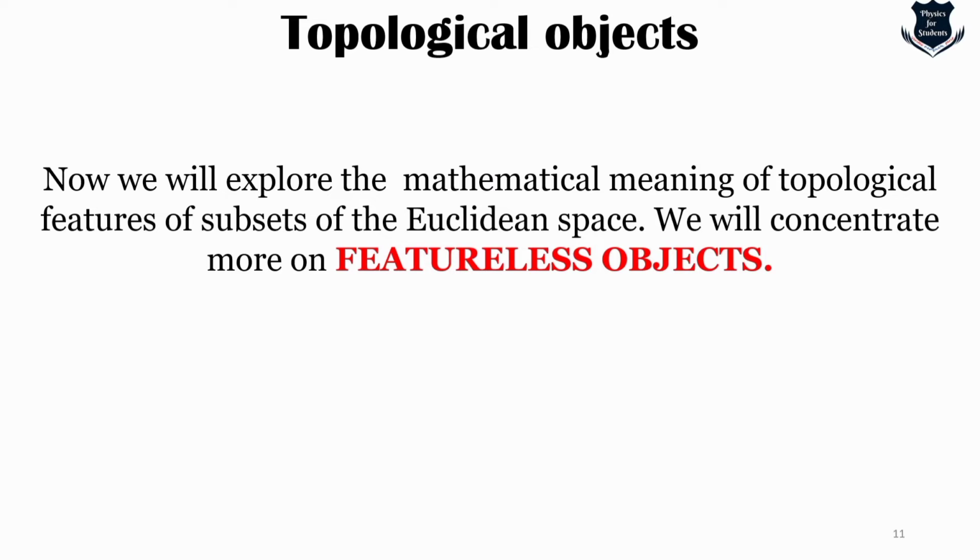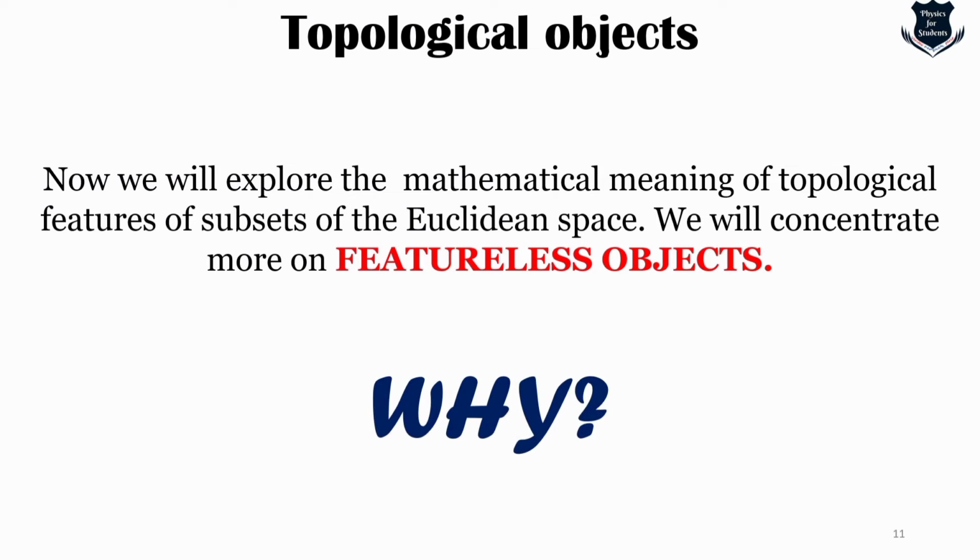mathematically, what we are trying to do is find a mathematical meaning of topological features of subsets of the Euclidean space. So this is what we call featureless objects. We will explore the mathematical meaning of topological features through featureless objects. And the big question that arises now in your mind is: why are we making featureless objects? Why should this object not have any feature? I am just demonstrating it in the next part of our video.